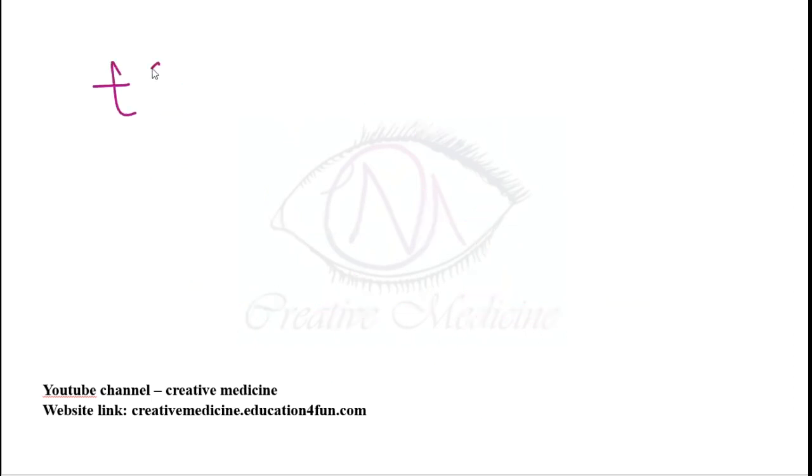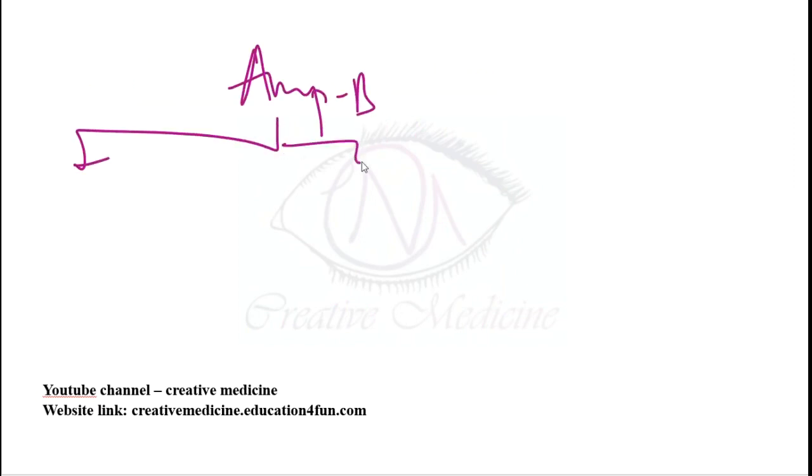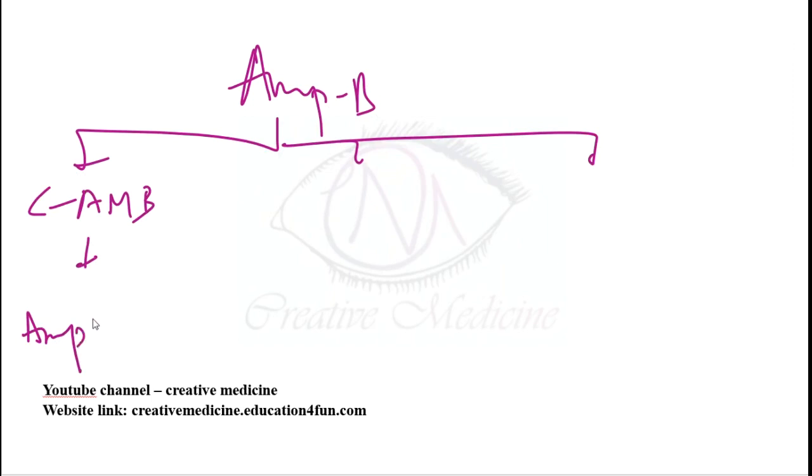It will also bind with sterols and lipoproteins in the plasma for longer periods. Then, amphotericin B is of 3 types. First, we have conventional amphotericin B. Conventional amphotericin B is amphotericin B plus deoxycholate in dry powder form.